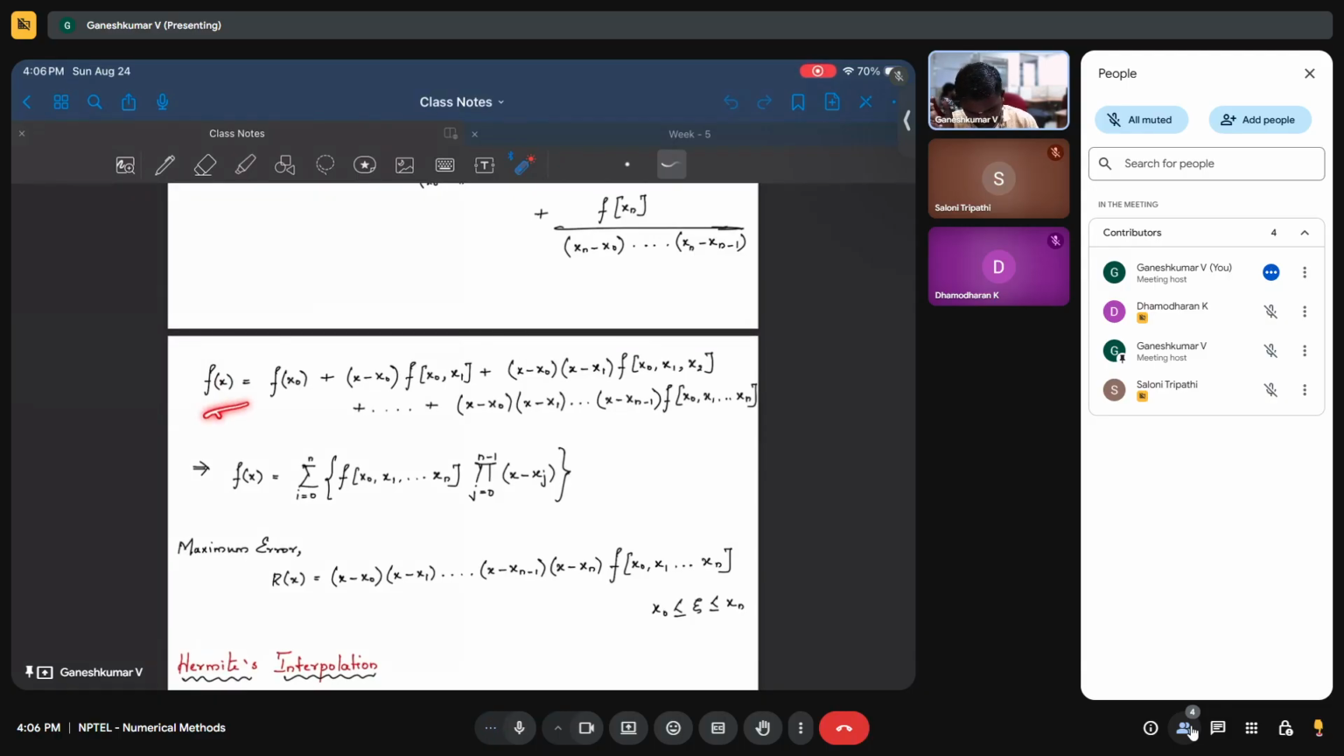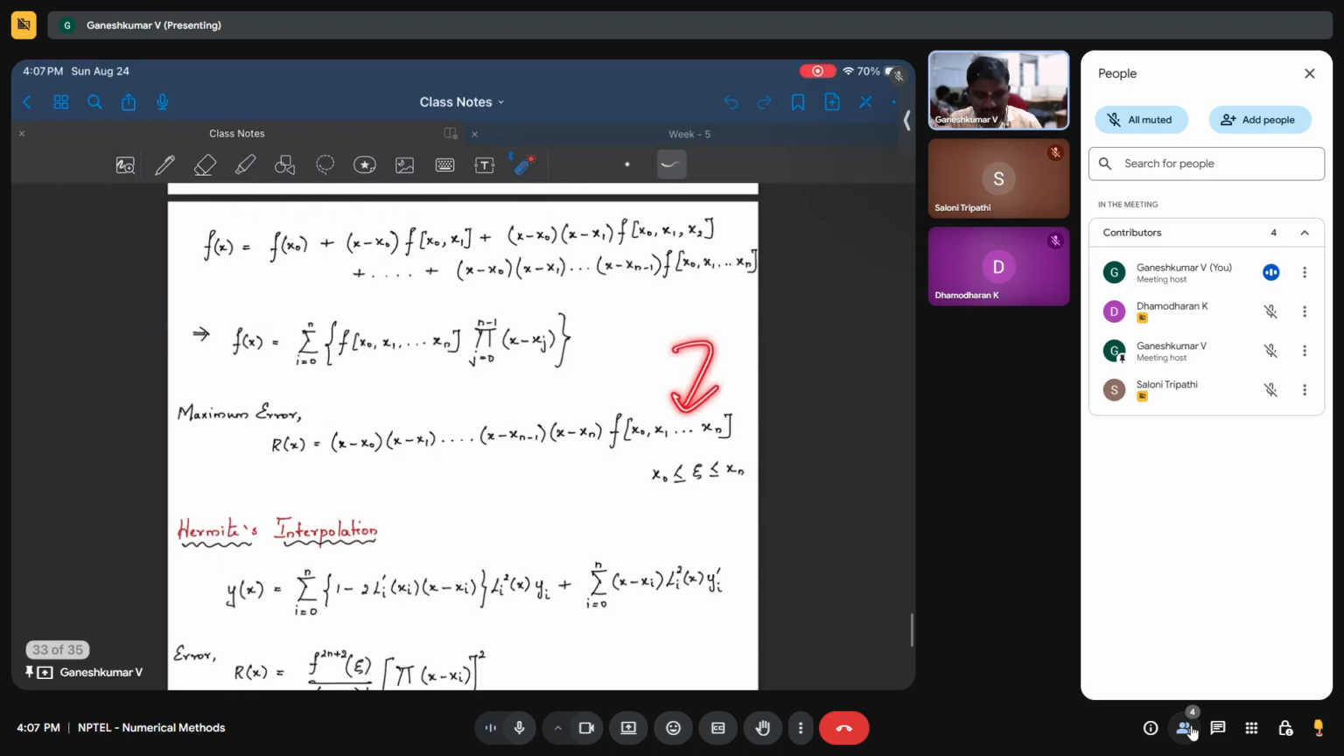and based on this you can write f of x to be f of x naught plus so on. This is your interpolating polynomial, or in this case it's an interpolating formula. You use this formula and then you put x equal to xp, and you will end up getting f of xp. That's it. This can be expressed something like this, and you can also find the error something like this.